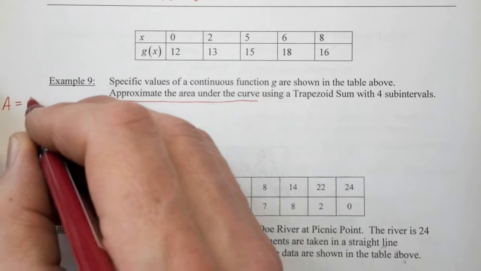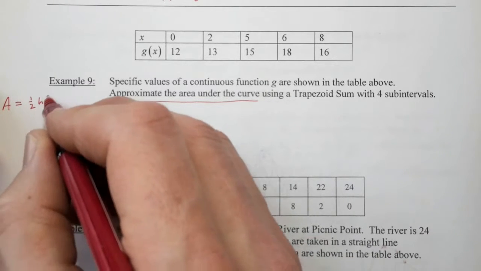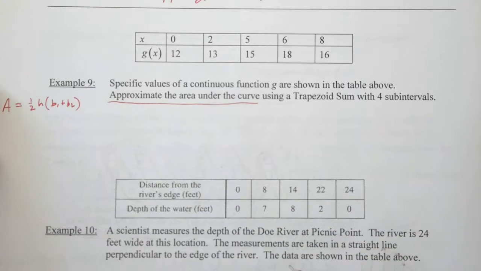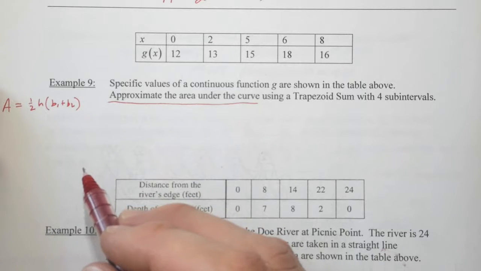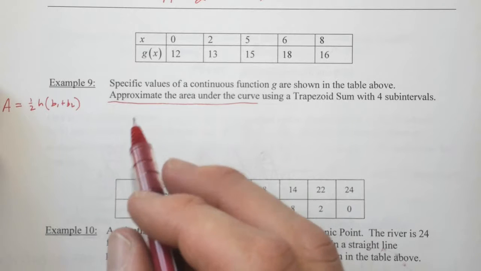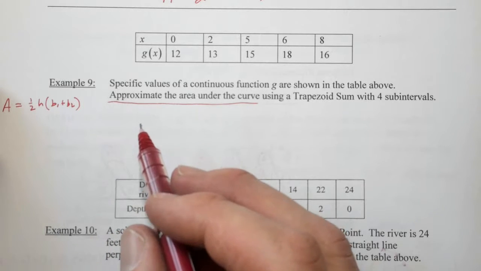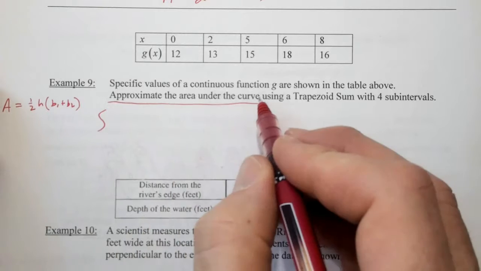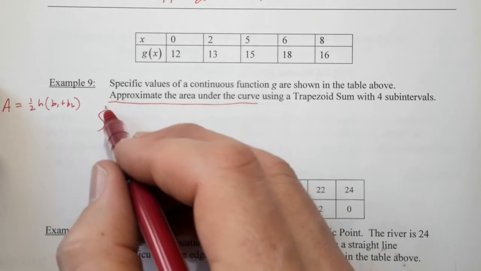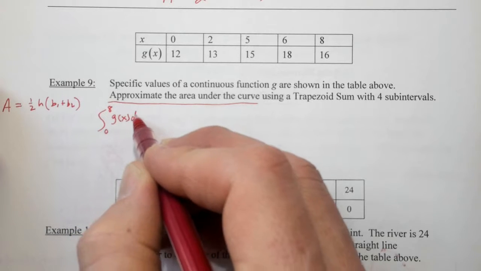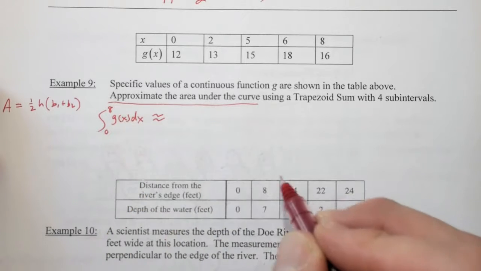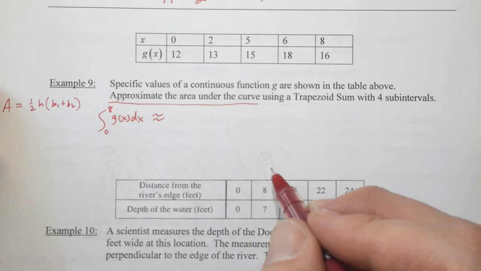All right, again, area is 1/2 times the height times the sum of the bases. Now you can pull the 1/2 out front if you'd prefer, since you're actually doing 1/2 in every single trapezoid. I'm going to write it down for each one, but again, it's completely up to you. So again, we are looking to approximate the area under the curve. So we're looking to approximate the integral from 0 to 8 of g of x dx. All right, we know that this is the exact area under the curve. We're looking to approximate it, and we're going to do so with a whole bunch of trapezoids. All right, so let's get going.